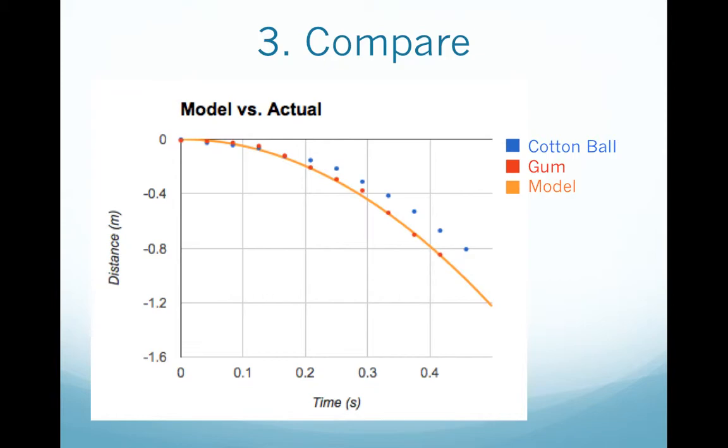The model is almost exactly the same as the gum, which means that the gum had minimal drag force acting on it. The cotton ball's position, however, is over-predicted by the model. This means that the model says it should be falling faster. The reason for this is because the model does not include drag force.